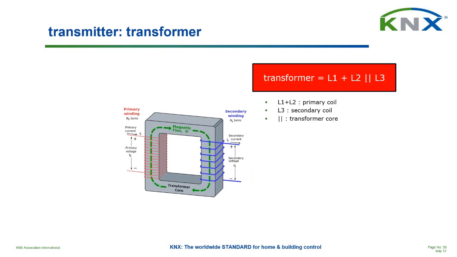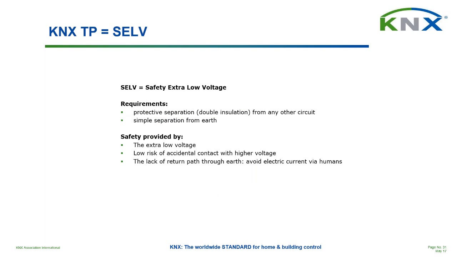Also here there is a transformer on board, and as I said, all this leads to SELV, so safety extra low voltage, which means that there is an extra low voltage. There is low risk of accidental contact with higher voltage because of the galvanic separation, and also important, there is no return path through earth. That also avoids electric current that would go via the human body.